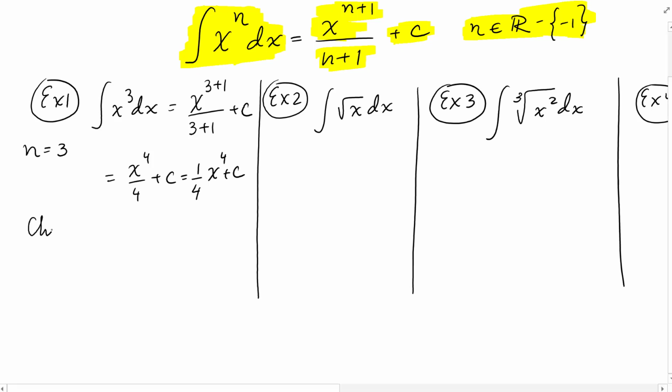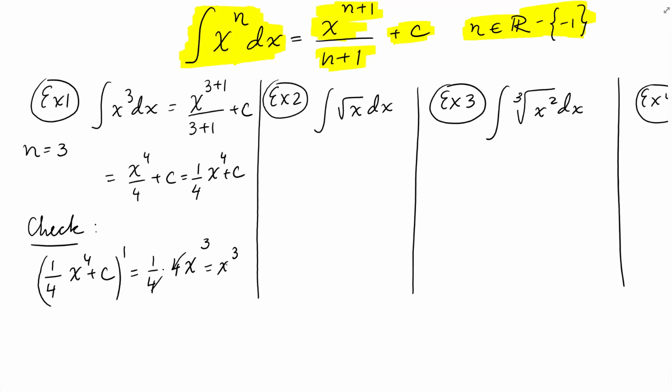Now you can quickly check by taking the answer that we got and differentiating with respect to x. So now we use the power rule for differentiation, and we have 1 over 4 times 4 x to 4 minus 1, which is 3. A constant's derivative is 0. These two cancel, and we obtained x to the third. So we calculated the integral of x to the third dx.